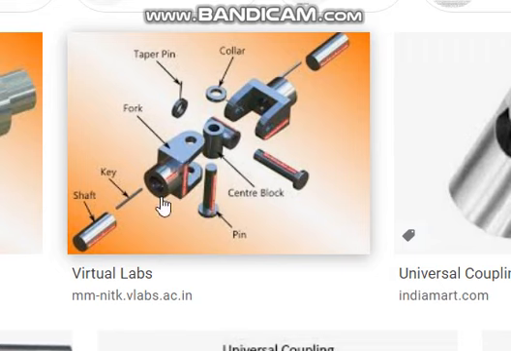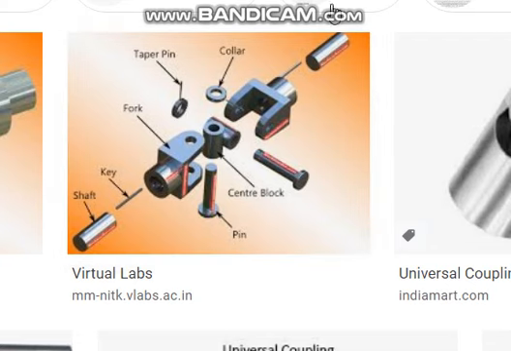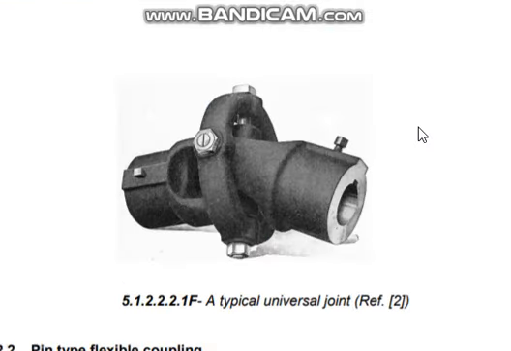There is a fork, shaft, key, fork, and then this is the center block. The center block has two cylindrical pieces welded together or made an integral part. Then this pin goes through this cylinder. This pin goes through this cylinder. On the other side there is a collar, and locking this collar on the pin is the taper pin, and the other side is also similar. This is the universal coupling.